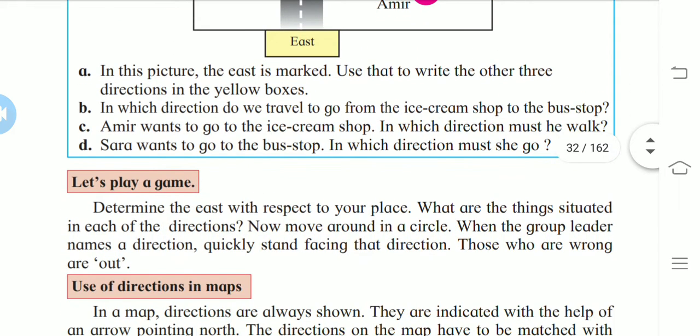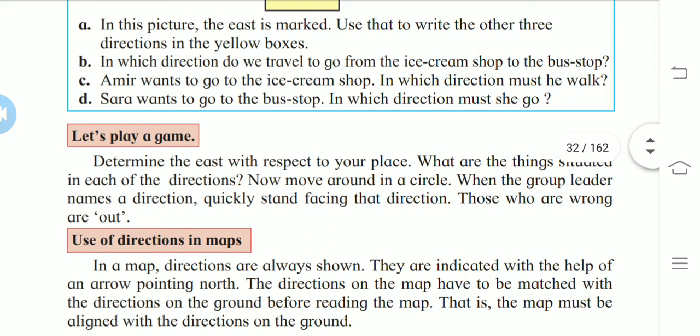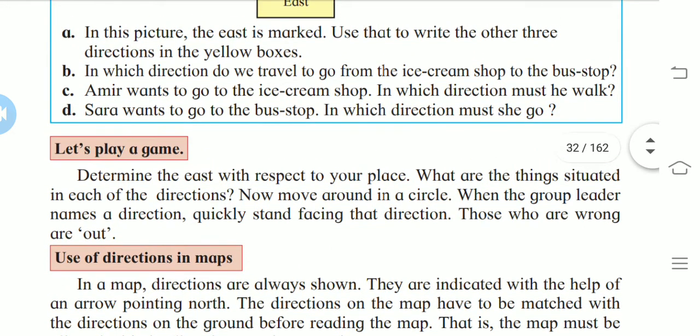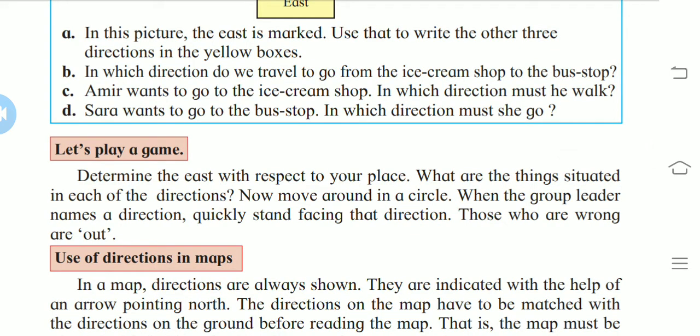Let's play a game. Determine the east with respect to your place. What are things situated in each of the directions? Now move around in a circle. Then the group leader names a direction. Quickly stand facing that direction. Those who are wrong are out.